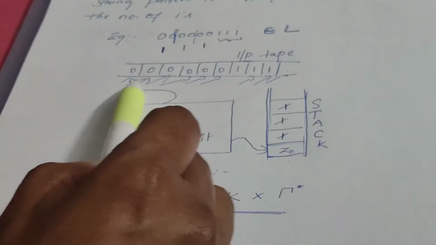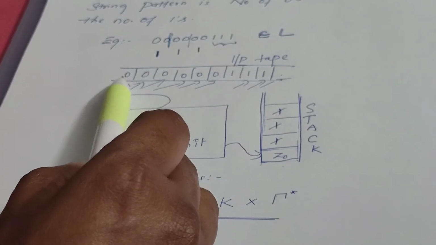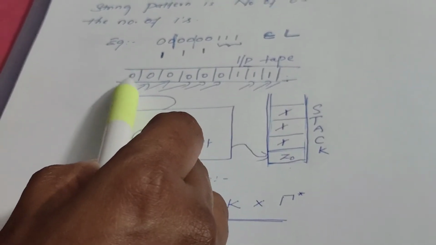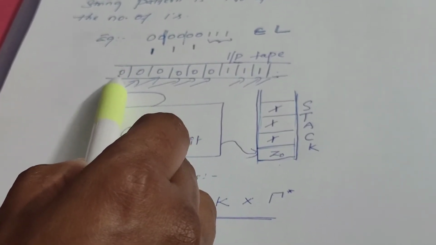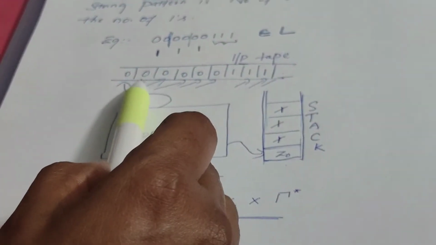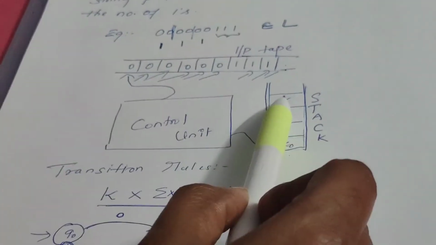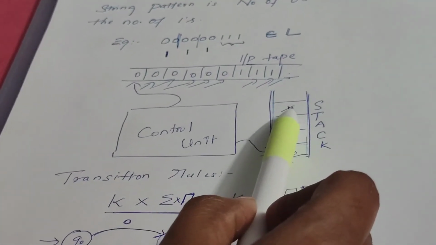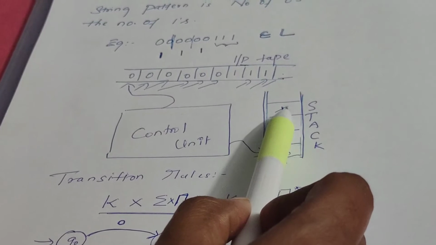So the control unit starts reading the zeros. The logic goes like this. Whenever it reads the odd number of zeros, there is no operation on the stack. Whenever it reads the even number of zeros, the one symbol gets pushed onto the stack. The one symbol what we are going to push is 1 itself.